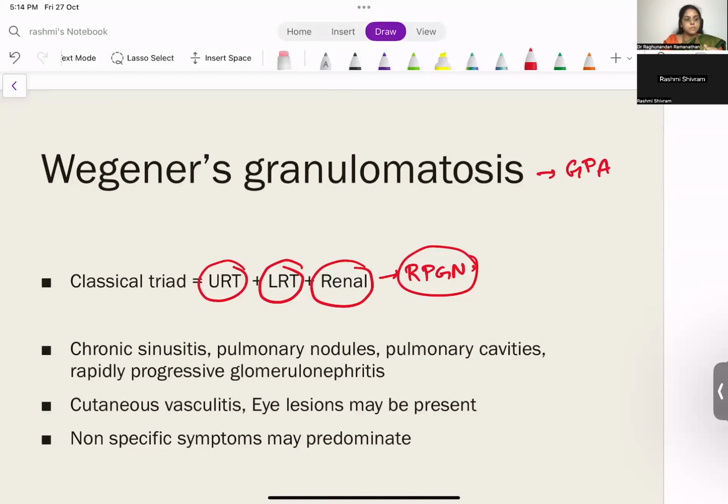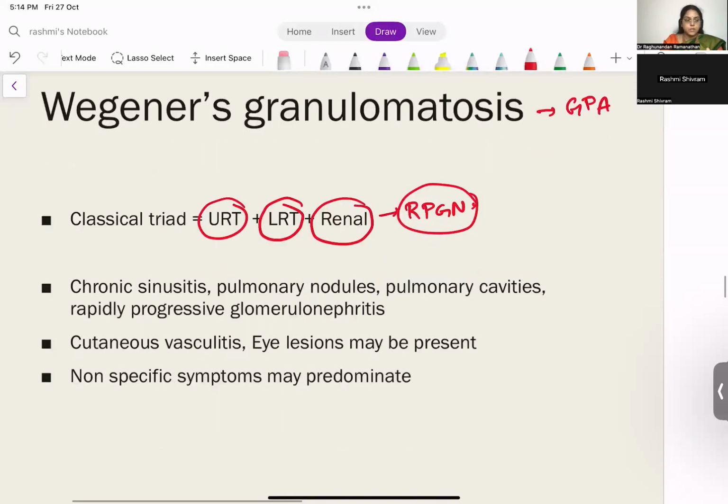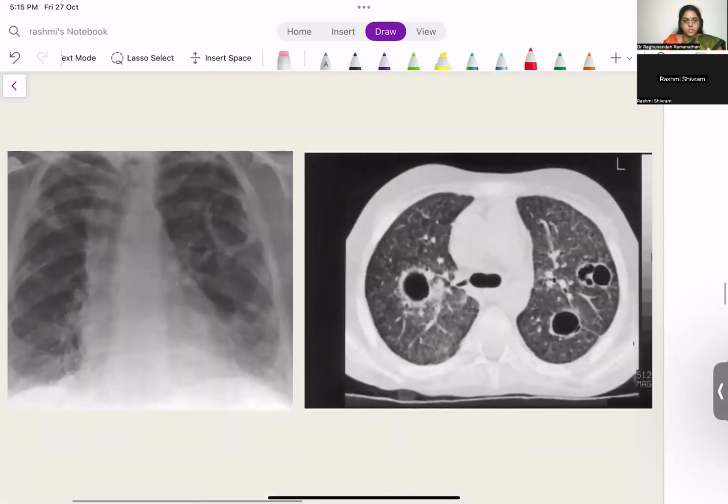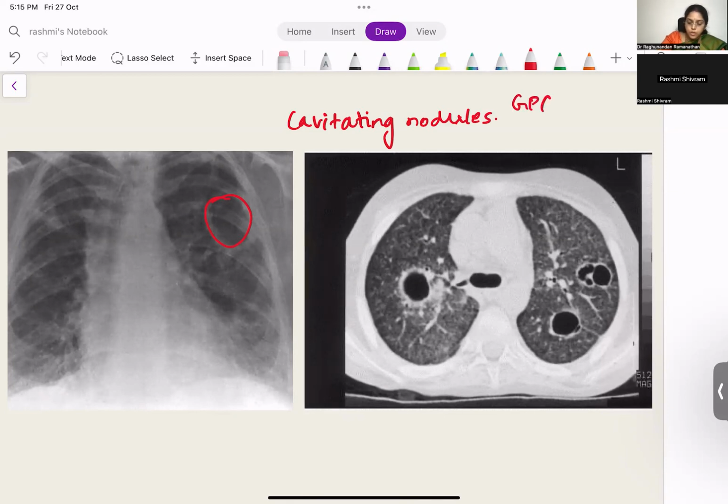So non-specific symptoms will be there in these patients, right? So what will you see in these patients? So you see, I told you there is a cavity. These are called cavitating nodules. These are characteristic findings. In granulomatosis with polyangiitis, GPA, you have cavitating nodules. Here also you can see the cavitating nodules, right? These are characteristic findings. Cavitating nodules will be there.